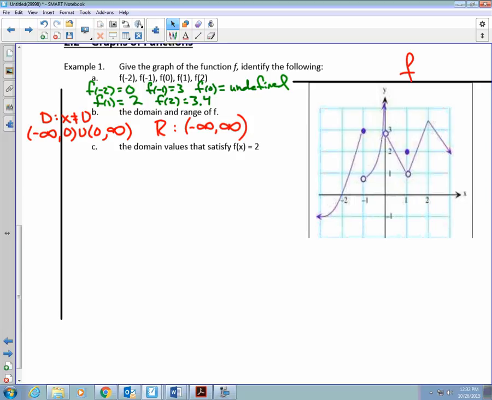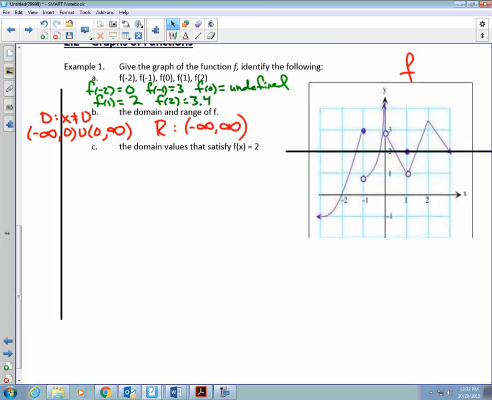This is a great question. This is a question you would see on an ACT or some other time. What are the domain values that satisfy f of x is equal to 2? So f of x equals 2 means where does the function have an output of 2? So I'm going to put this horizontal line of y equals 2 right there. And what we want to find is what x value would you plug in to get an output of 2?